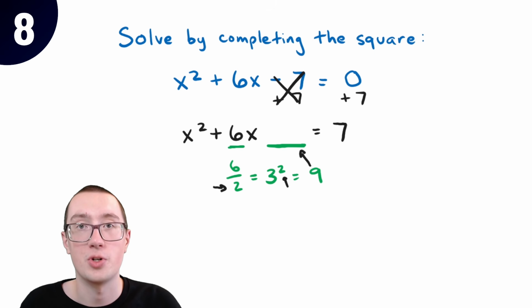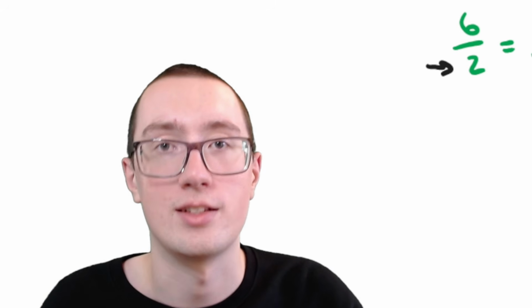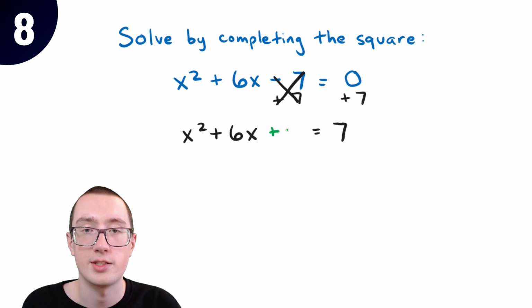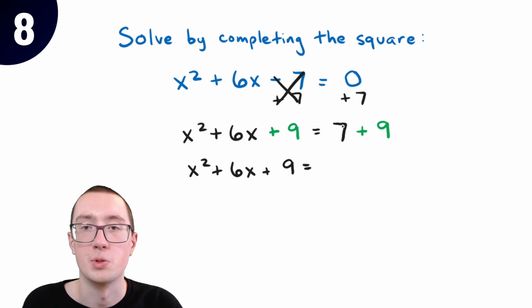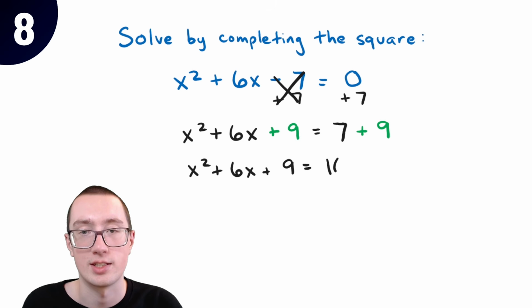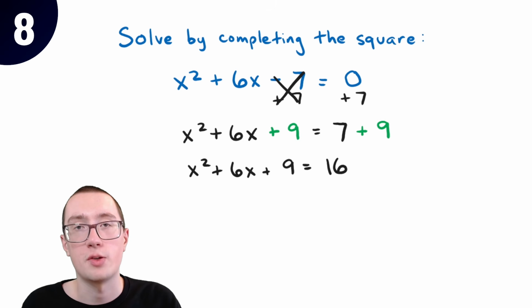But remember that in algebra, you have to do everything to both sides of the equation. So because I'm adding plus 9 here into this side of the equation, I also have to add plus 9 to this side of the equation. And that's going to give us x squared plus 6x plus 9 is equal to 7 plus 9, which is 16. So now we know that we're going to have our perfect factoring situation, and now we just need to factor it.